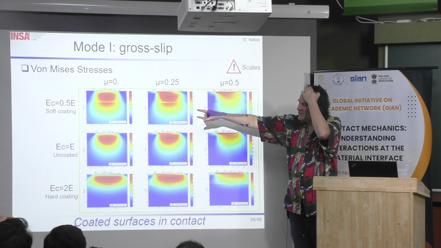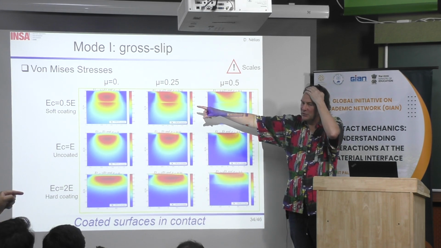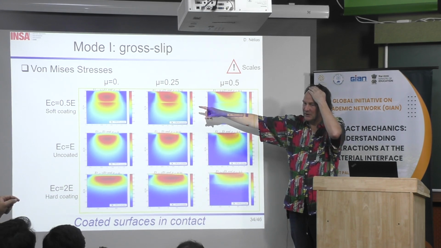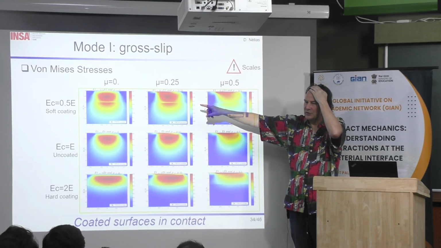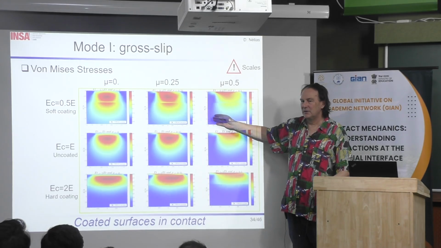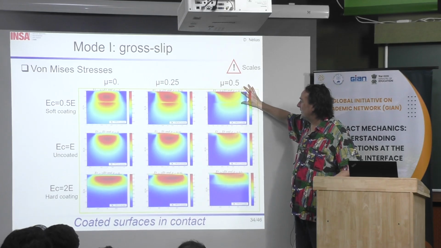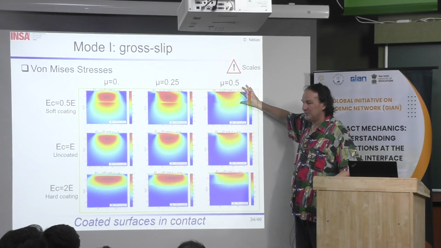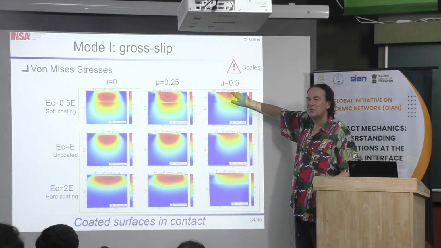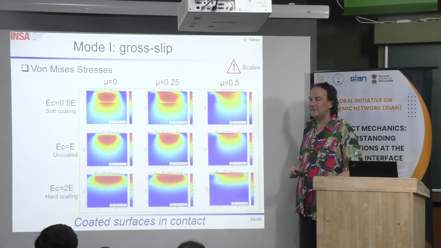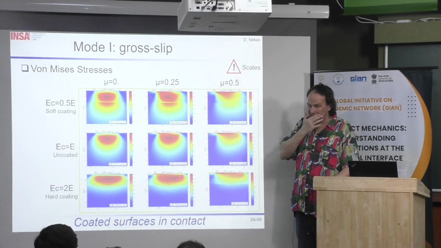0.5 means the Young modulus of the coating. This is the Young modulus of the coating. It's half of the Young modulus of the substrate. This is not the thickness of the coating. The coating here has the same. The thickness of the coating is a, the contact radius.